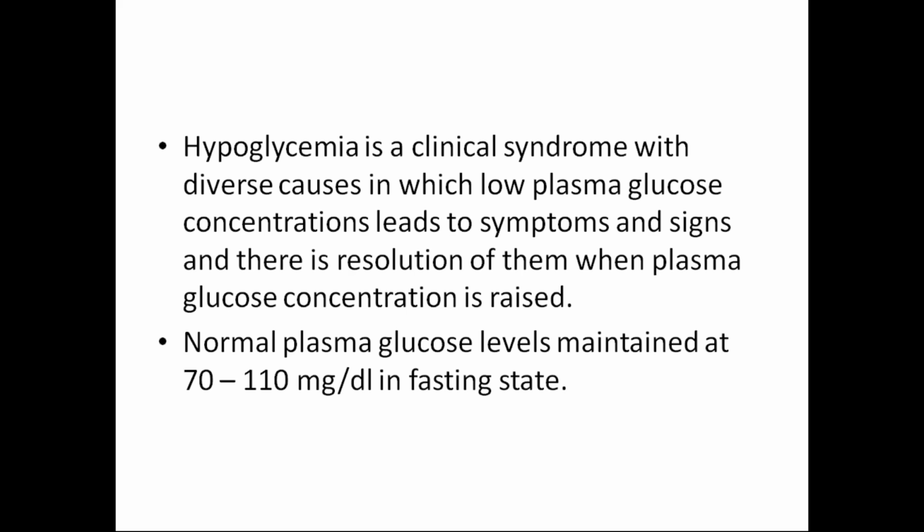The normal plasma glucose levels are maintained at 70 to 110 milligrams per deciliter in the fasting state. So this is a very important number. The number 70 should be in your mind. So anything below 70 is considered as hypoglycemia.